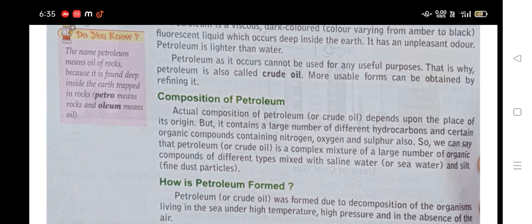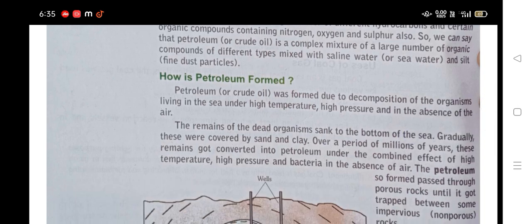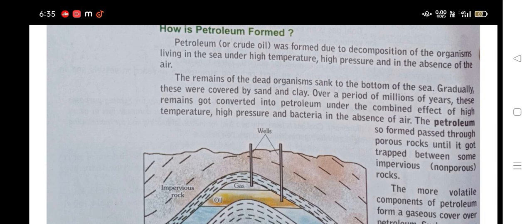So we can say that petroleum or crude oil is a complex mixture of a large number of organic compounds of different types mixed with saline water or seawater and still fine dust particles. How is petroleum formed? Petroleum or crude oil was formed due to decomposition of the organisms living in the sea under high temperature, high pressure, and in the absence of air.